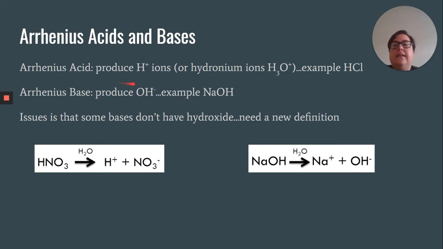So an acid in water produces the hydrogen ion. Bases produce the hydroxide ion. So Arrhenius is limiting the definition of a base to something that has a hydroxide. What we found, though, is that there are bases that don't contain hydroxides. So his definition isn't a great definition when it comes to bases.